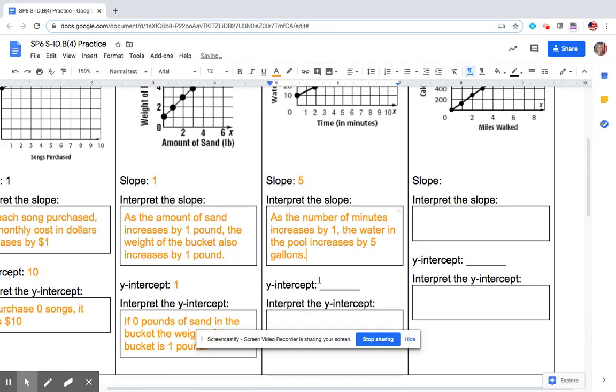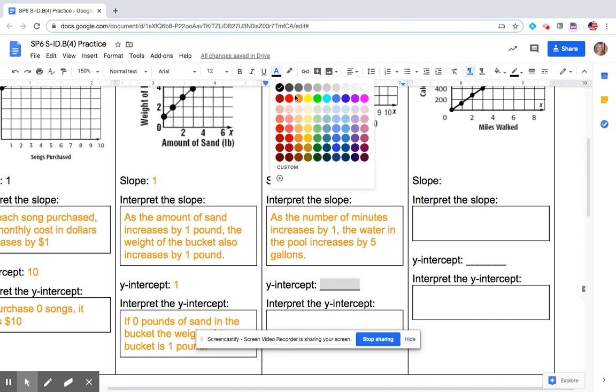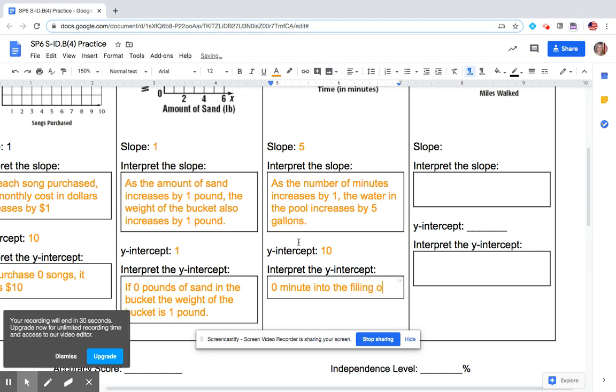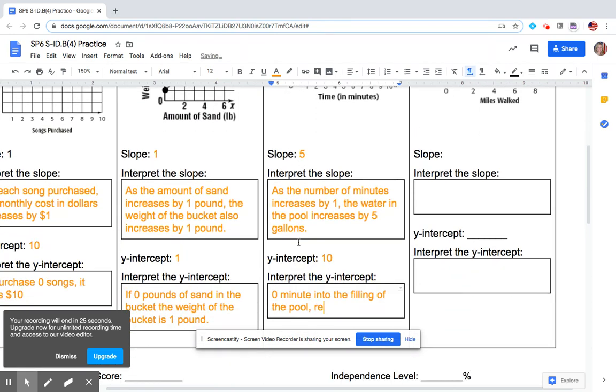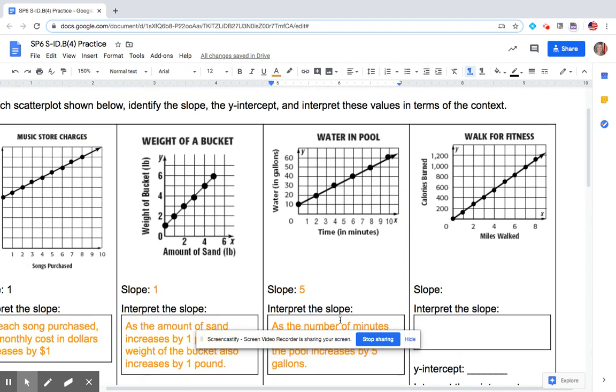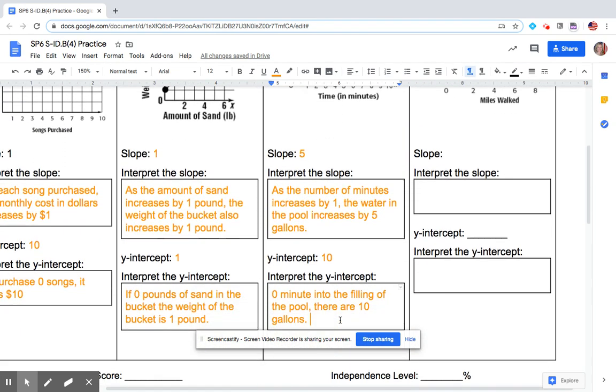And then it's talking about the y-intercept. Well, let's look at that y-intercept. What do we see? We see a y-intercept of 10. What does that mean in the context of the problem? At 0 minutes into the experiment, or into the filling of the pool, there are 10 gallons of water. In other words, the initial value is 10 gallons in the pool.